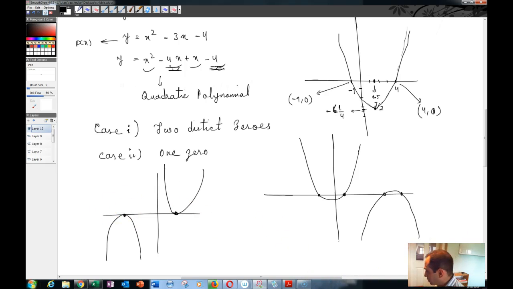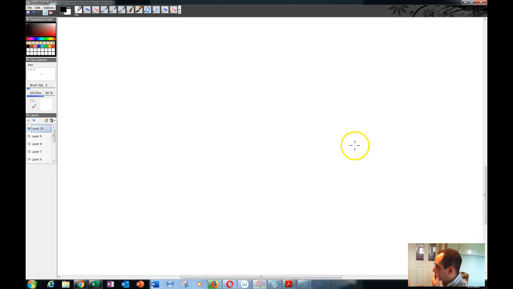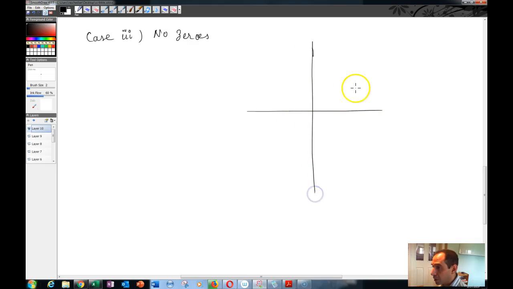And then you could have another case as well where you have basically no zeros, and that happens if your graph happens to be, for example, something like this or something like this. You see, the graph doesn't really intersect the x-axis in any way, so you have no zeros.